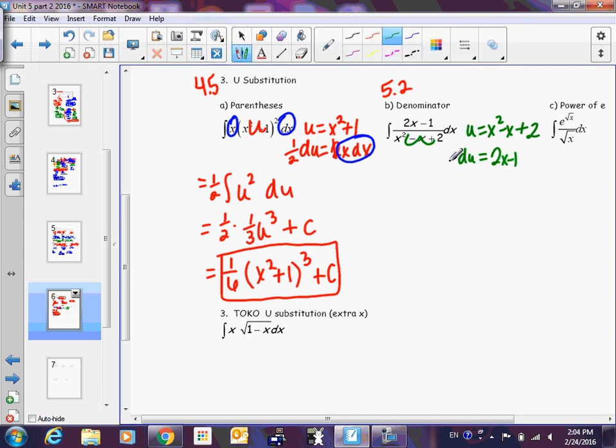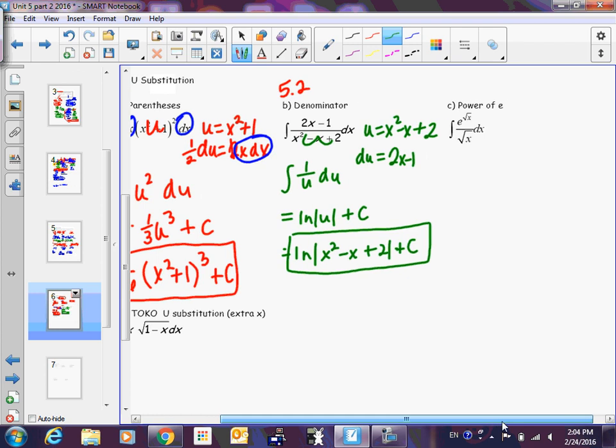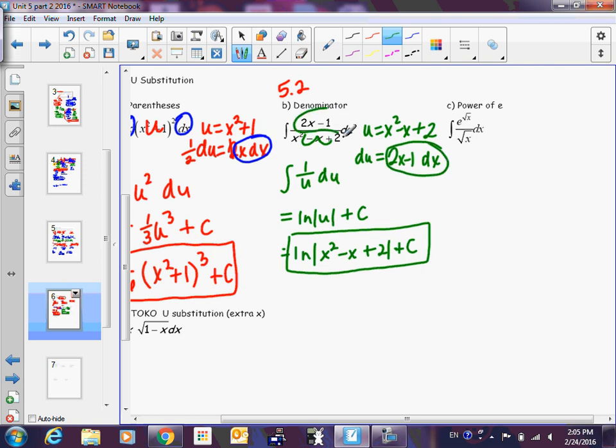Okay, so on this problem right here, you should have had 1 over u du, which is natural log of absolute value of u, plus c, which is natural log of, what was our u again? It was this x squared minus x plus 2. So that's how you finish that problem. Let's go ahead and check that answer. This works out because the numerator is exactly what I needed in the du.